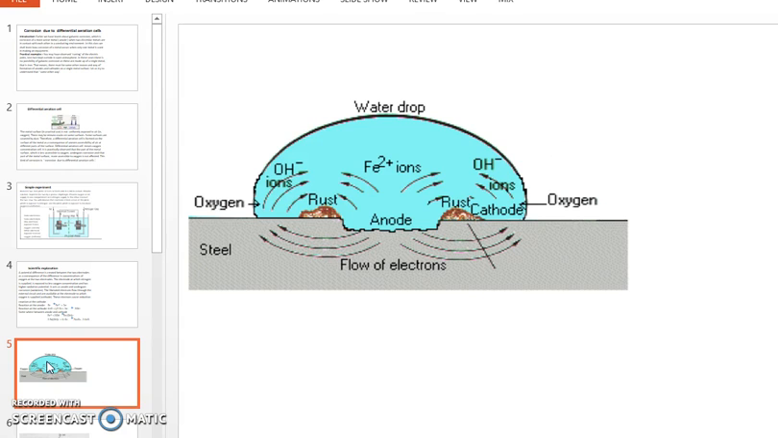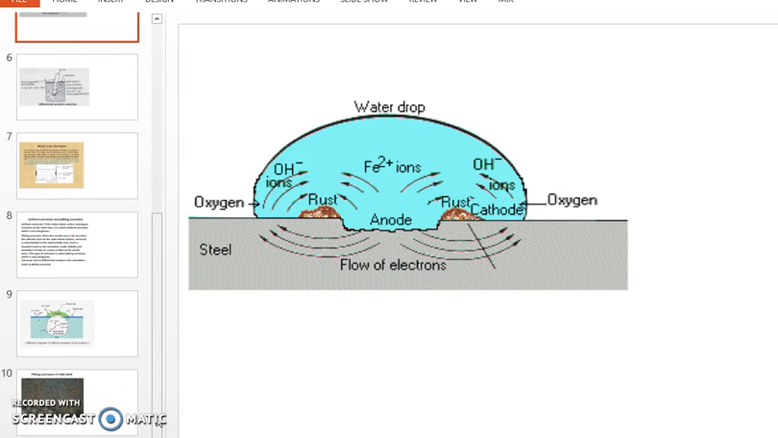That is because at the sides of the water drop, this metal surface is exposed to more oxygen and acts as cathode. At the center of the water drop, it is only the dissolved oxygen, and therefore relatively the oxygen concentration is less, and it forms anode and undergoes corrosion. You can see ferrous ions and also hydroxyl ions formed at cathode.